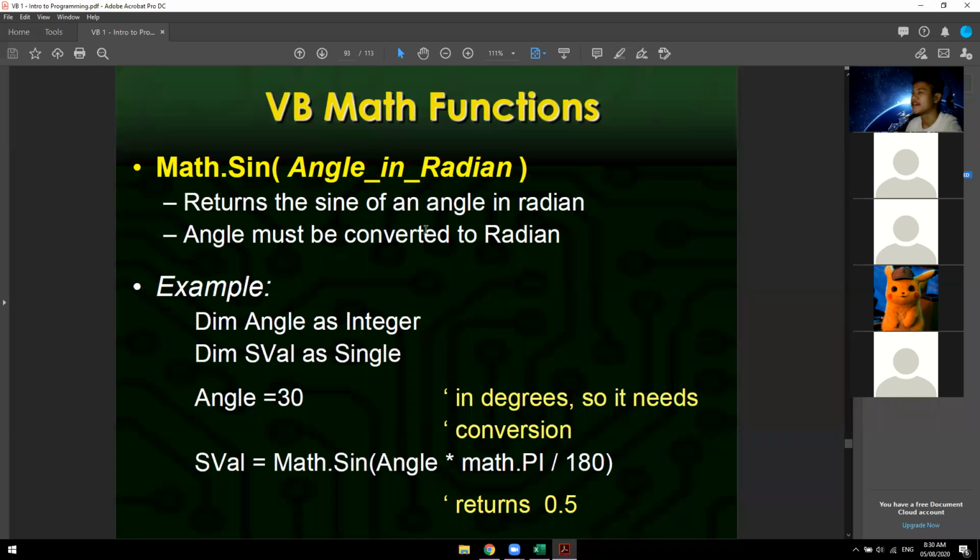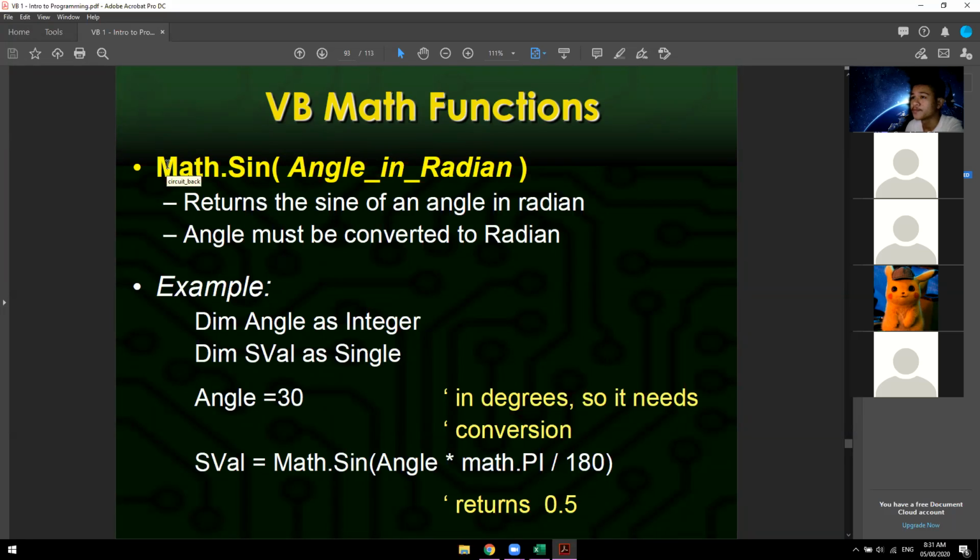Okay, next we have the VB math functions. If you need sine, cosine, or tangent, we have those here too. Just take note that Math.Sin, by default, works in radians. Unlike your calculator, where you can set radian or degree mode, here it's radian by default. To use degrees, you first need to convert the angle by multiplying it by Math.PI divided by 180. Once you do that, it becomes degrees.